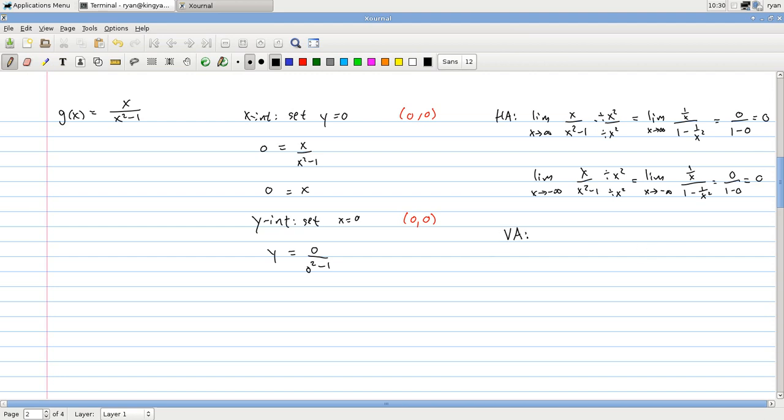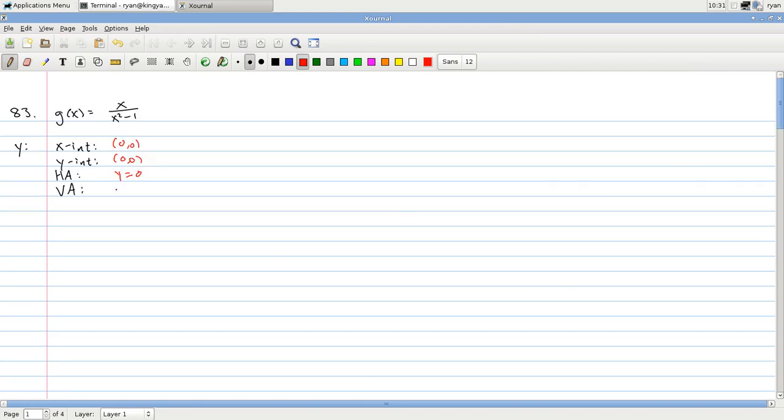Now let's look at the vertical asymptote. To get our vertical asymptote, we look to see where the denominator of our function is 0. So set x squared minus 1 equal to 0. We can factor this as x plus 1 times x minus 1 equals 0. Splitting this into two equations, we get x equals negative 1 and x equals positive 1 for our vertical asymptotes. So we add these to the summary. x equals 1, x equals negative 1 for our vertical asymptotes.